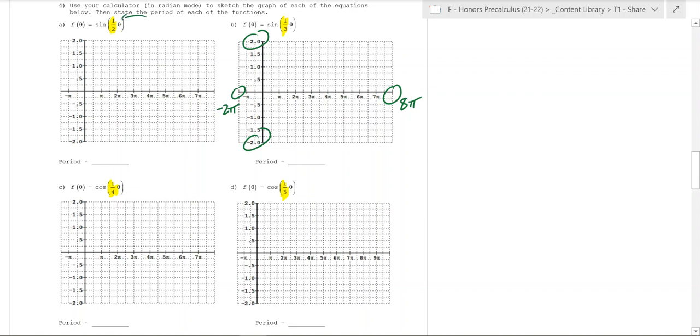So for this one, since it's 1/2, again, it's going to be 2 pi over a half. 2 pi over half is going to be 4 pi. So it pulls it out horizontally.